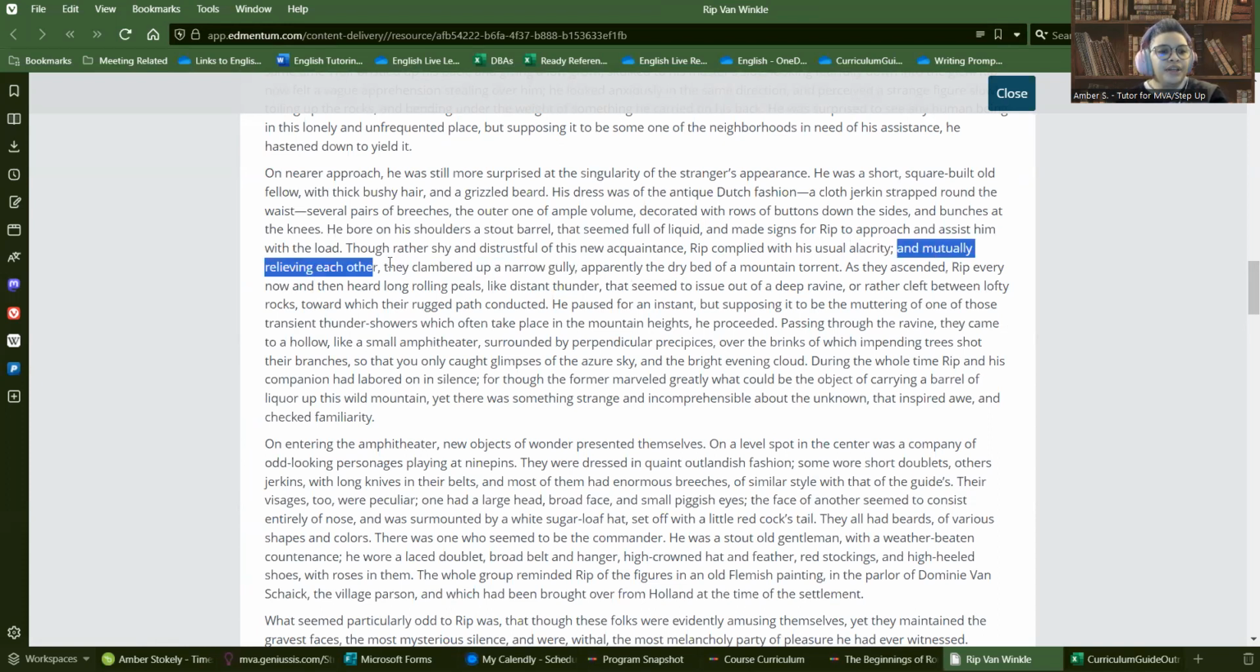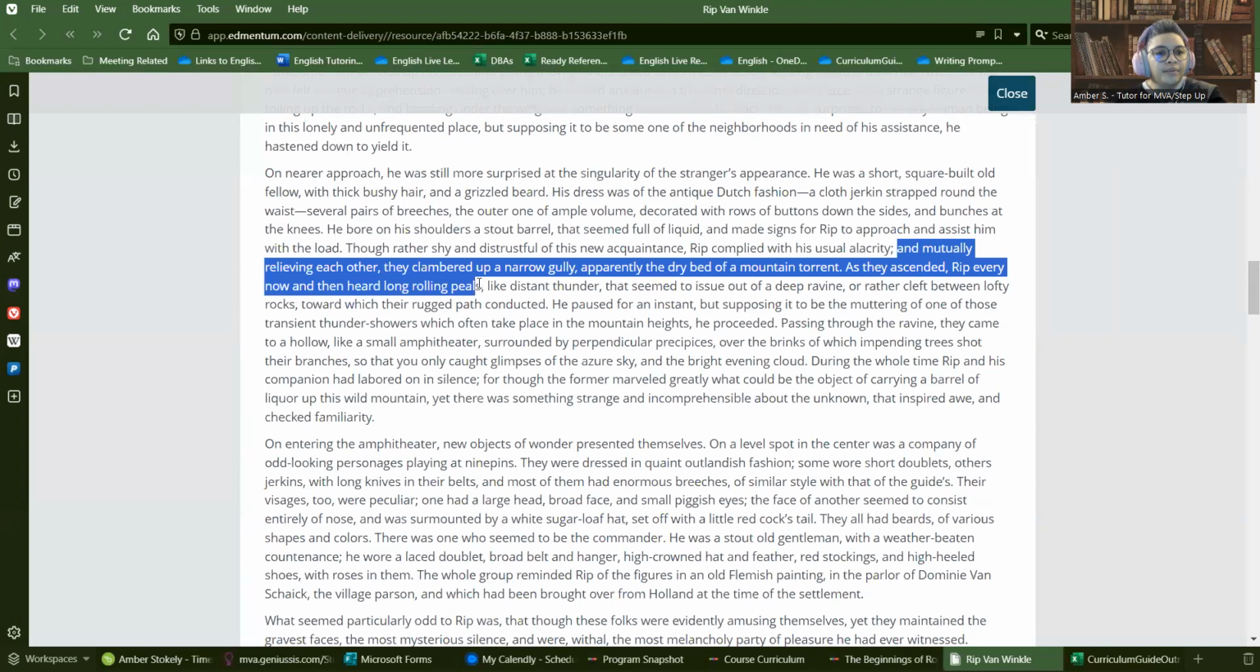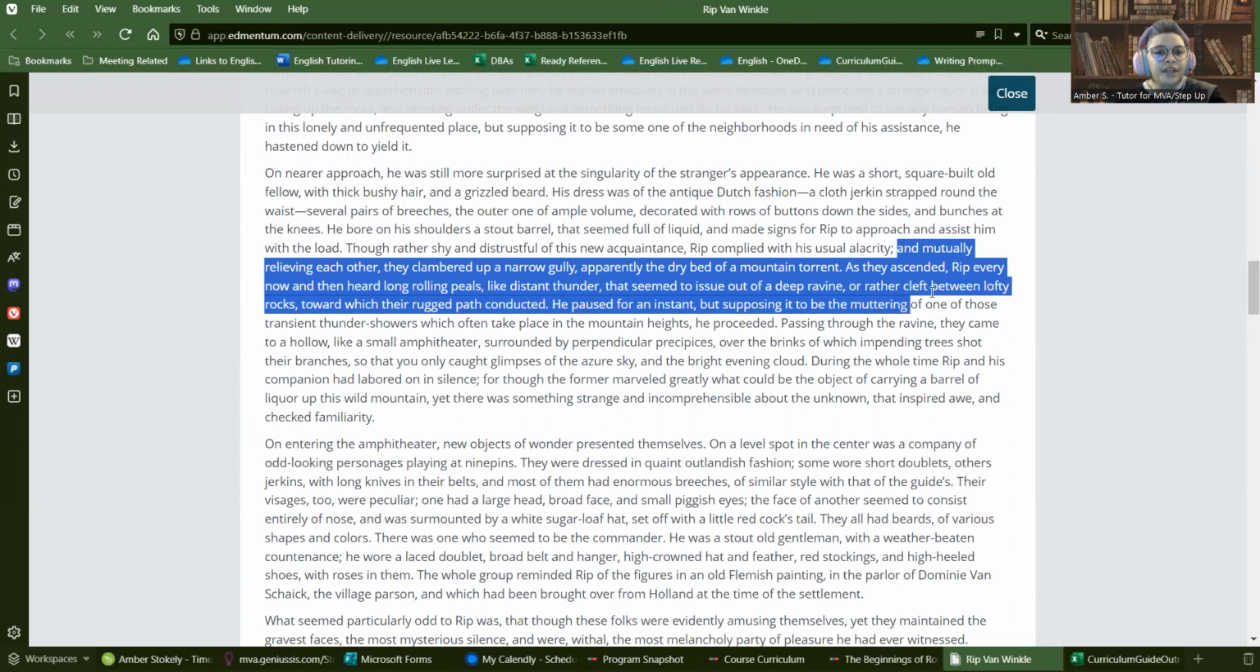And mutually relieving each other, they clambered up a narrow gully, apparently the dry bed of a mountain torrent. So they're describing what these two men are climbing up. So that man was coming up, Rip went down to help him with his barrel. And so now they're both going back up the way that Rip came. As they ascended, Rip every now and then heard long, rolling peals like distant thunder that seemed to issue out of a deep ravine, or rather cleft between lofty rocks towards which their rugged path conducted.